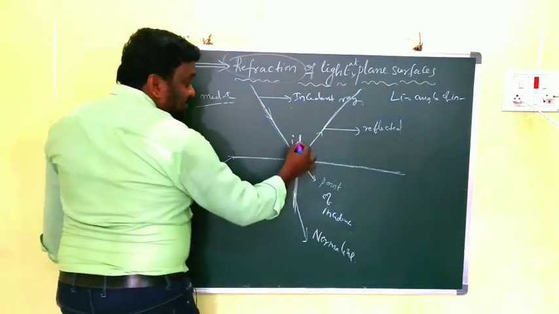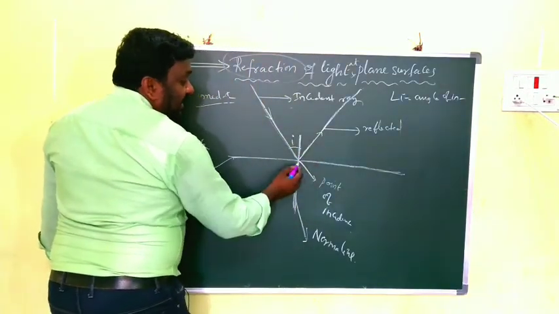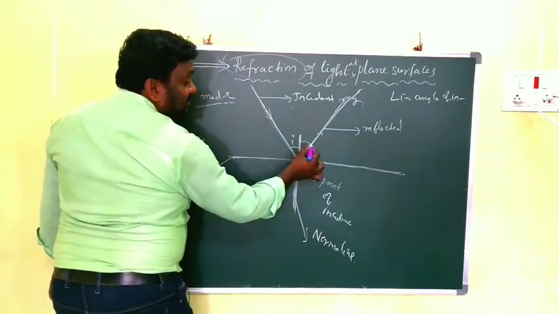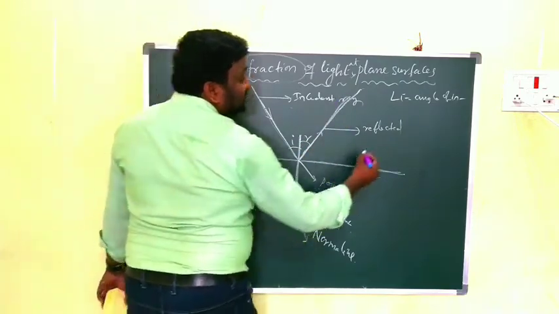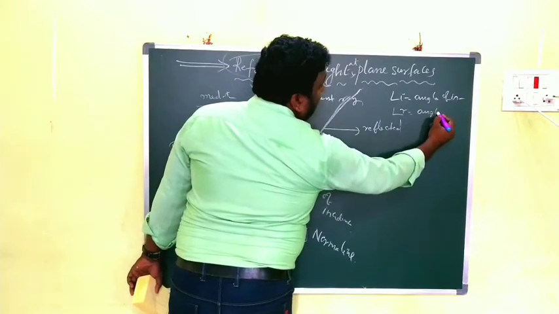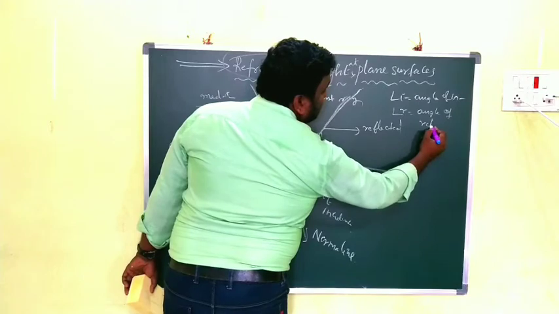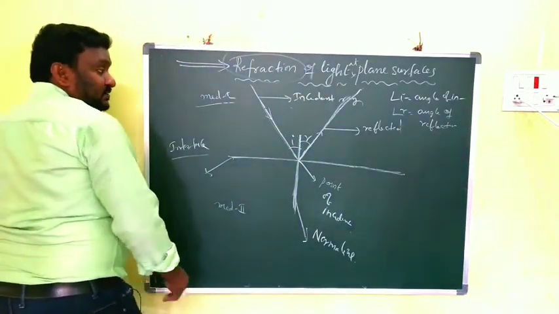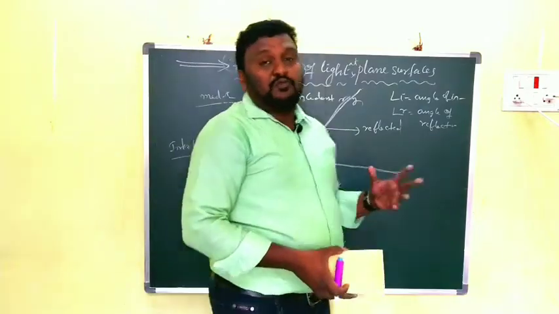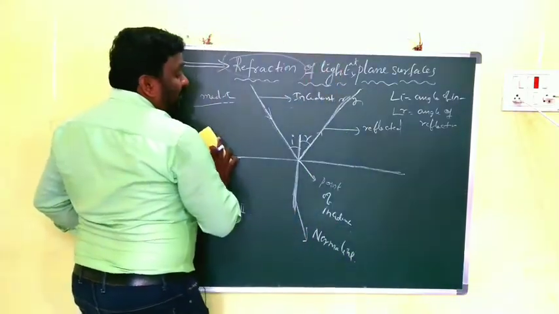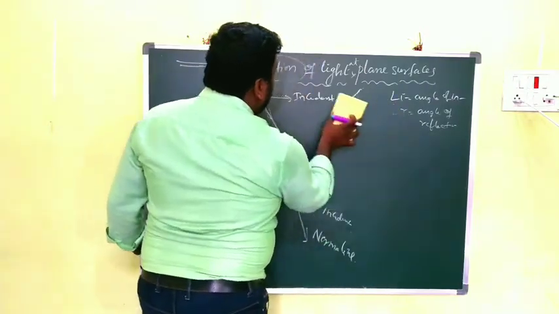Clear? And this is the normal and this is the reflected ray. The angle between them is called the angle of reflection, the angle r. What do we call it, children? Angle of reflection. Clear? So this is about the reflection of light. Now we can go for refraction of light.